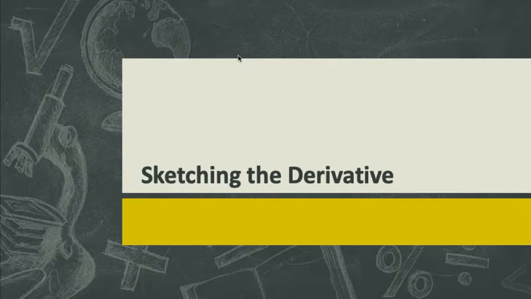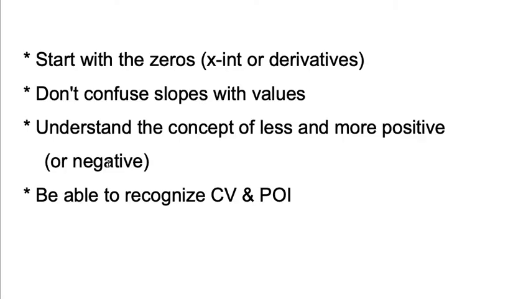This is what we want to look for, and just some tips for you. What I always like to do is, when I have the function, I like to start with the zeros. And I mean that in two different ways: either the x-intercepts, where it crosses the x-axis, being the zero of the function, or the derivative being zero, looking for the relative or local maxes and mins. Those are the two starting points that I look for, depending on which way I'm going.